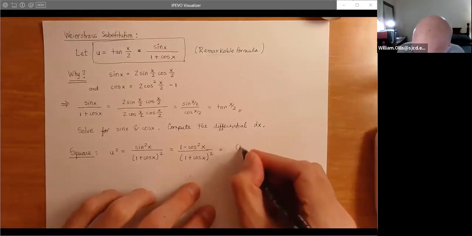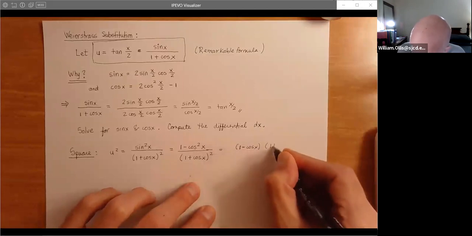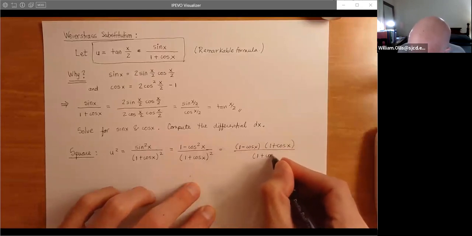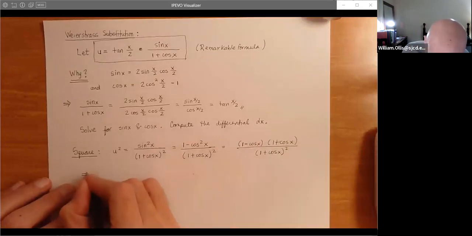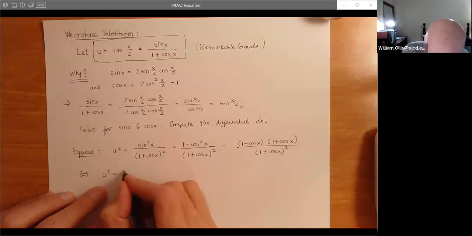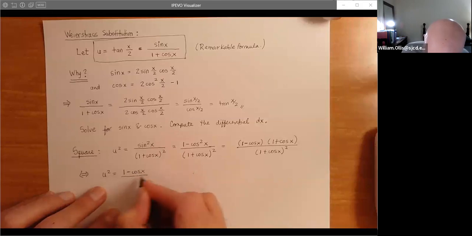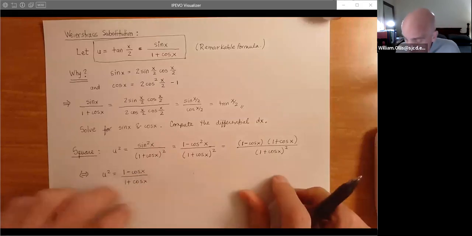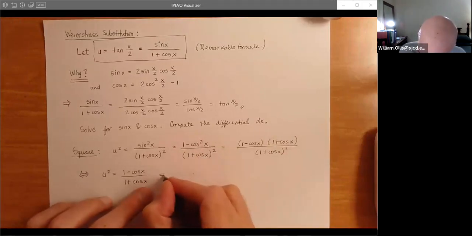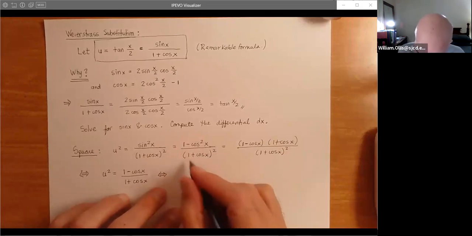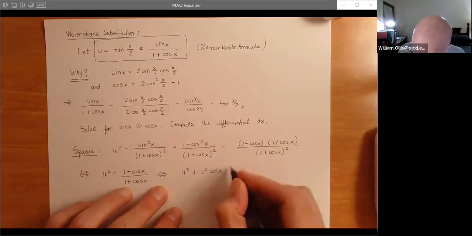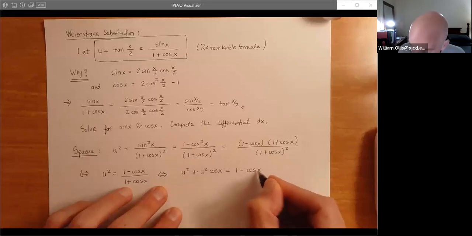So now when we look at this, we see the difference of two squares will absorb one of these factors. So we get 1 minus cosine x, 1 plus cosine x, divided by 1 plus cosine x quantity squared. So equivalently, again, one of these absorbs, so we have u squared equals, in this case, 1 minus cosine x divided by 1 plus cosine x. So now we're just left with one copy of 1 plus cosine x, and that, of course, has absorbed. And now we can cross multiply like we're in college algebra. So when we cross multiply, we get u squared plus u squared times cosine x equals 1 minus cosine x.